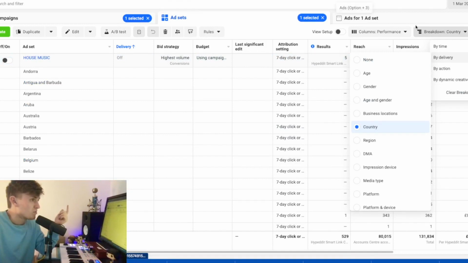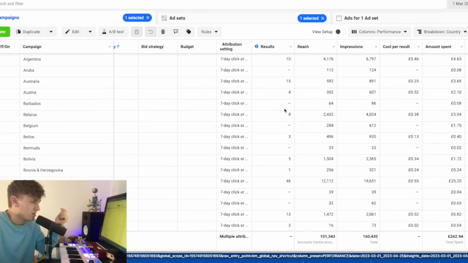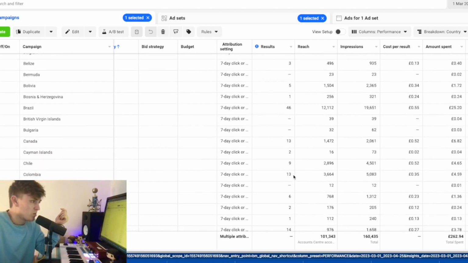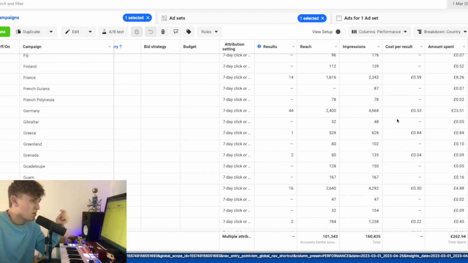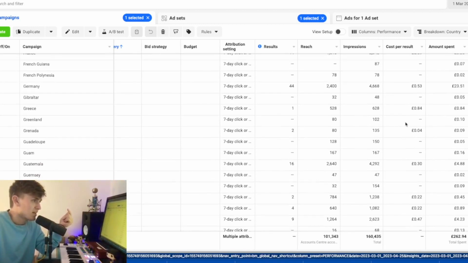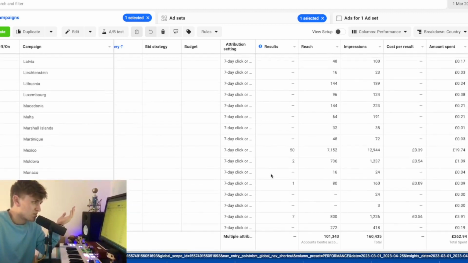So overall, if we go back to the ad set here, a lot of the traffic was running like Brazil and Mexico and Peru. So South America did very well. Germany was actually a surprise one, although it was quite costly by 53 pence per conversion. But overall, as you can see, there's a massive broad range of countries here.